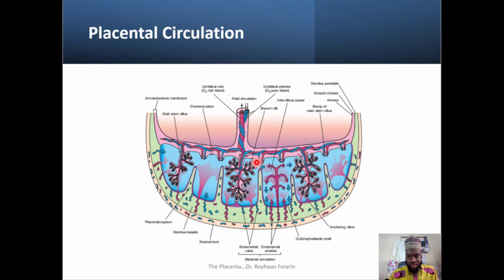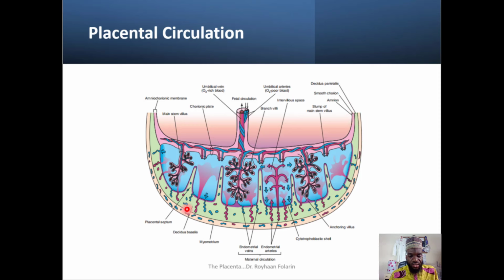So it is a schematic drawing of a transverse section through the full-term placenta. It's showing the relation of the villus chorion, which you have around here. So you have the villus chorion right there. Okay, so here is the chorion.